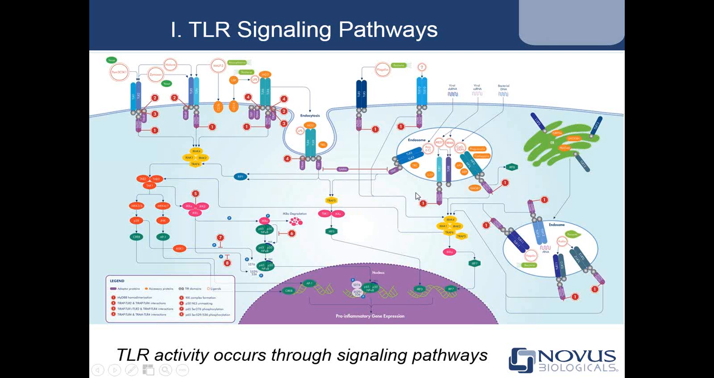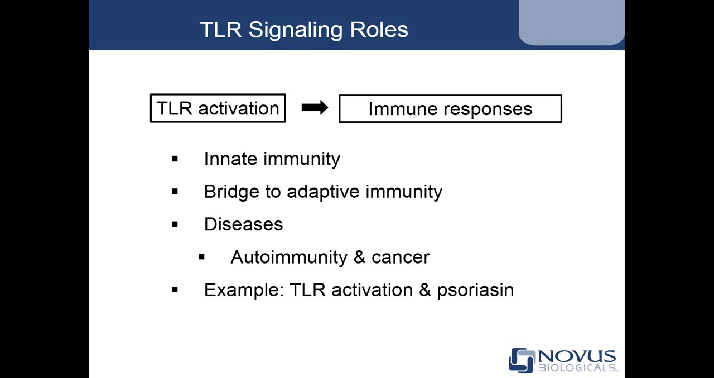From the poster, I showed you that TLR activation leads to immune responses. These immune responses play key roles in innate immunity. They also bridge to adaptive immunity, and it is increasingly being recognized that TLR dysregulation has key roles in autoimmunity and cancer. I want to talk about that by an example of TLR activation and the expression of psoriasin, which is involved in both innate immune responses as well as autoimmunity and cancer.